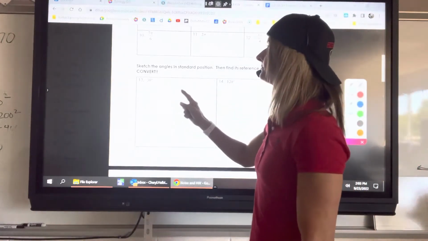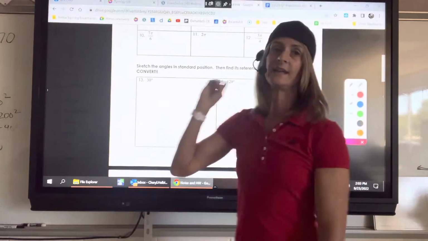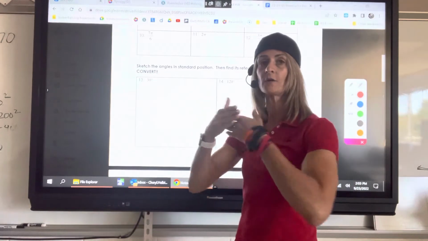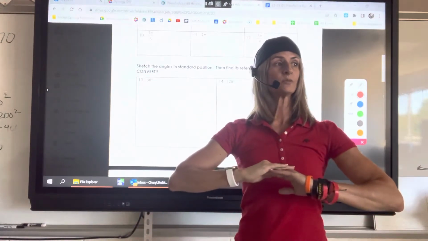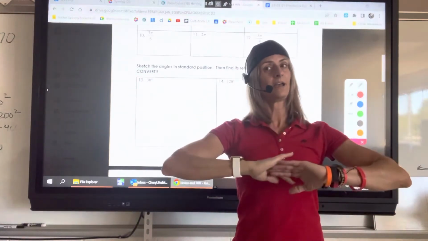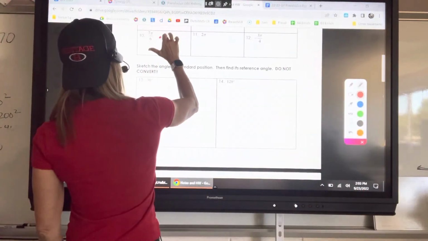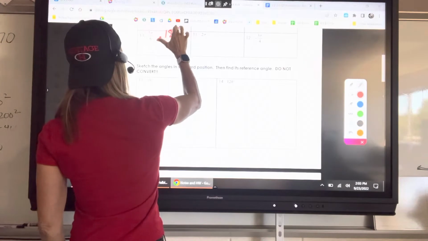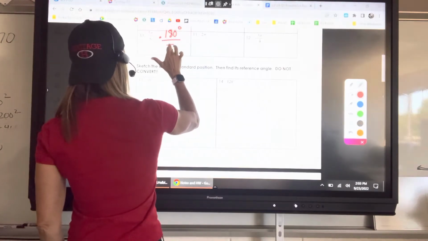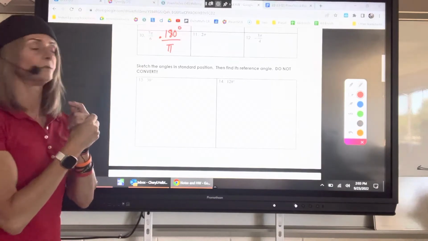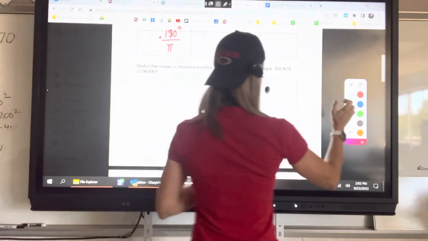This one is in radians, and we need to change it to degrees. So instead of multiplying by pi over 180, we're going to multiply by 180 over pi. That way, we'll have degrees in our numerator. The pi's will cancel, our radians will cancel, and our answer will be in degrees.